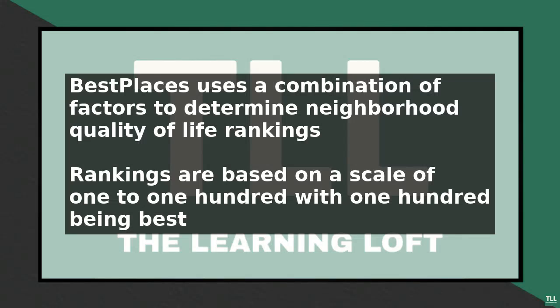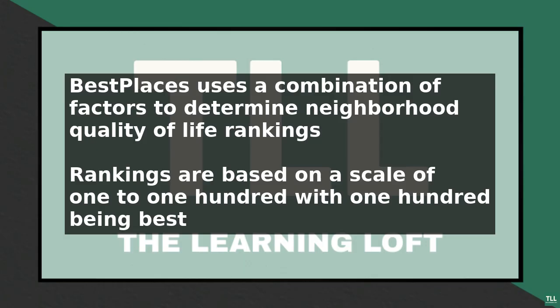To interpret BestPlaces neighborhood rankings, start by understanding the methodology behind the rankings. BestPlaces uses a combination of factors such as cost of living, education, health, crime, and amenities to determine the overall quality of life in a neighborhood. The rankings are based on a scale of 1 to 100.